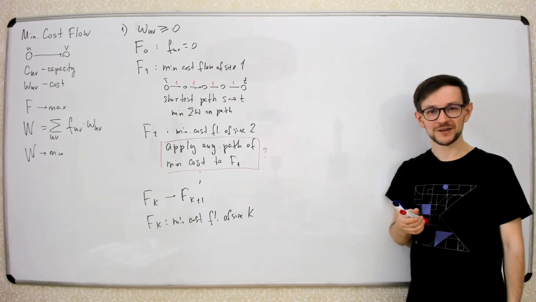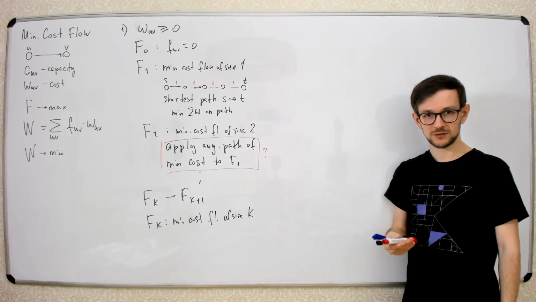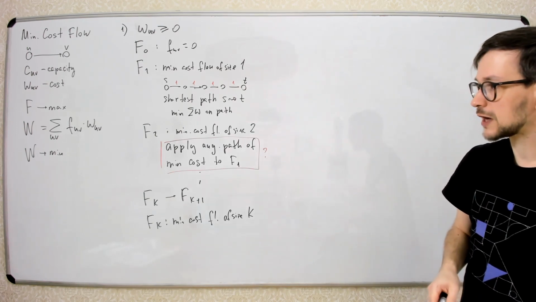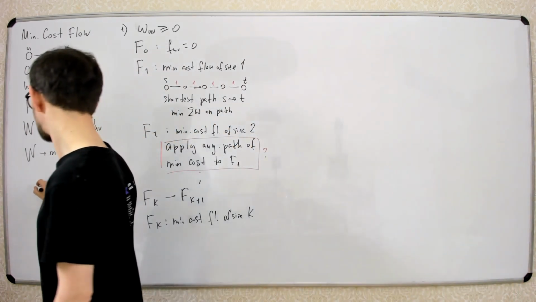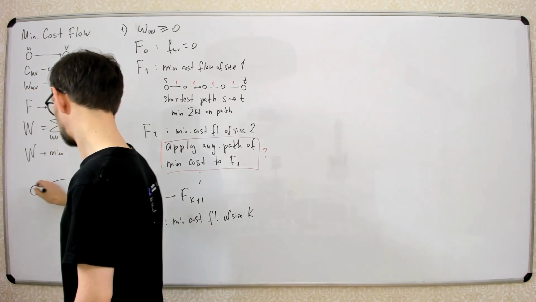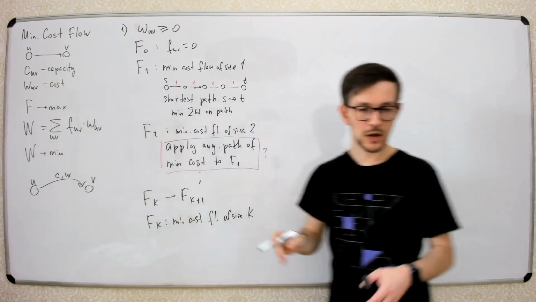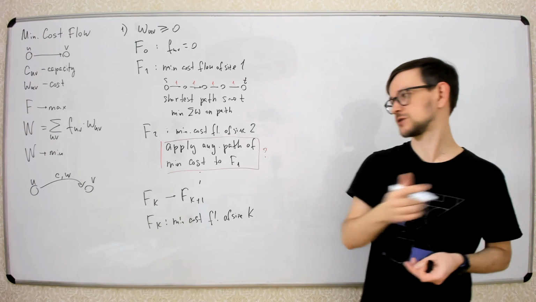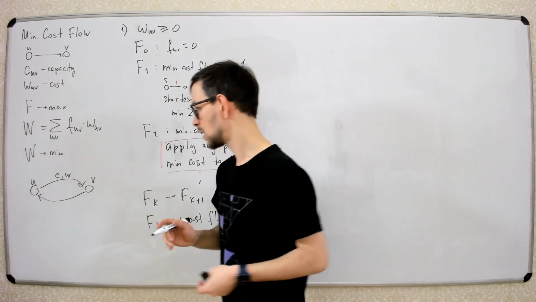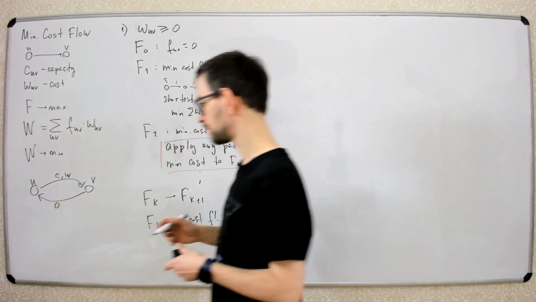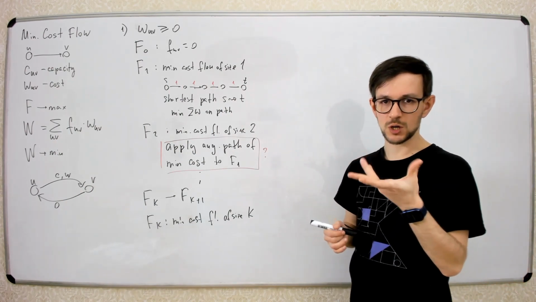There is a small problem here. The problem is that in the residual network, your costs may be negative. How could it happen? What happens when you build a residual network? You have your initial edges, with some capacity and some weight. And in the residual network, you add backward edges. So for each edge from U to V, you add the reversed edge from V to U with capacity 0. And the weight of this edge, the cost of this edge, will be minus W.